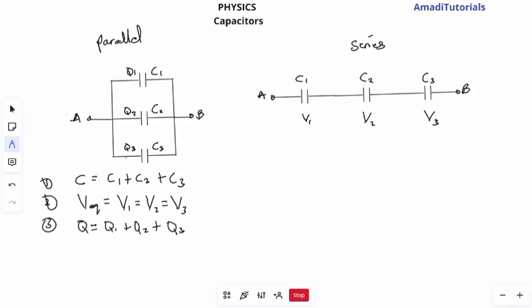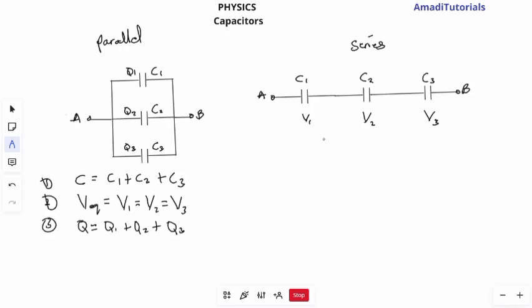Q1 plus Q2 plus Q3 will give you the equivalent charge. They don't share the same charge. You understand? It's just like current. Current, they don't share the same current. So depending on the value of the capacitance, will determine what charge is going to accumulate at that particular capacitor. So those are the points for parallel connections.